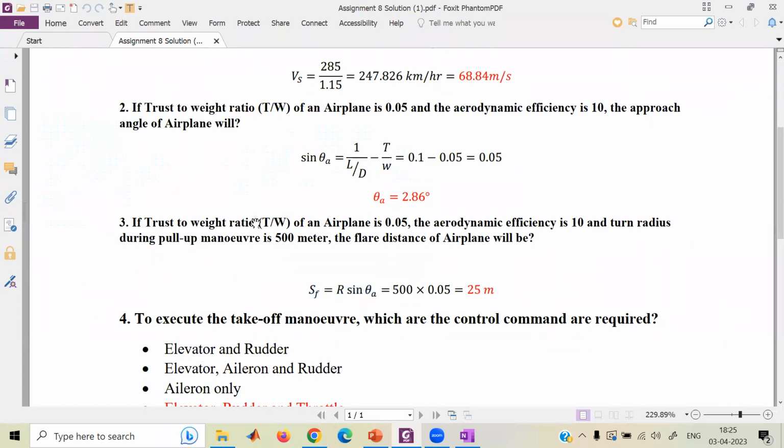The thing is, sir, I wasn't able to solve this question. Was anyone able to solve it? Anyone? No, sir. Okay, so we'll have to think about it. All right, so sine theta A is 0.05. The numbers are from the previous question, so that is okay.